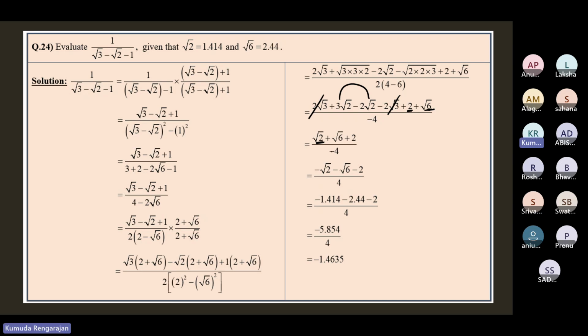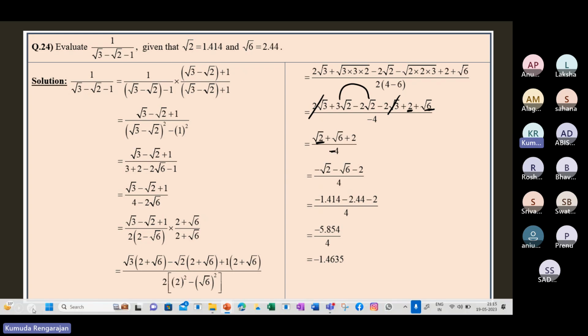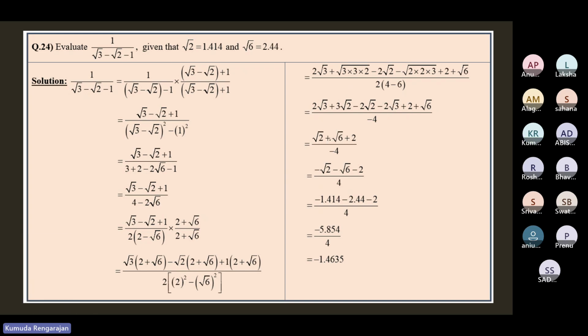Now, whenever there's a minus sign in the denominator, you have to take it up to the numerator. The minus sign will be applied to every term in the numerator. So it will become minus root 2, minus root 6, minus 2. When you multiply the signs, you'll have to take the minus to the numerator. So it will be minus root 2, minus root 6, minus 2, divided by 4.